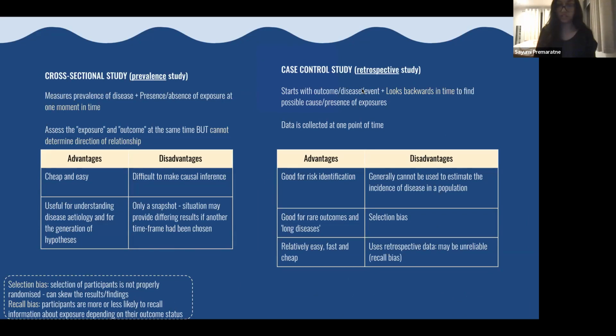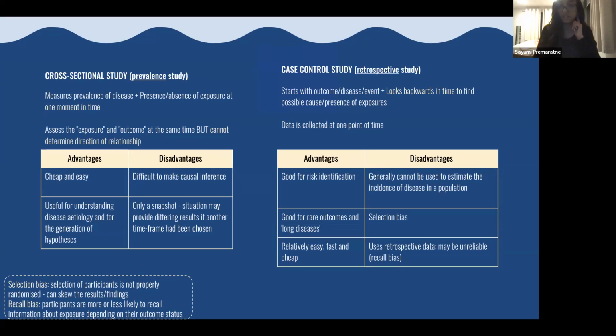Pretty much what a case control study is, we are going to start with the outcome, so lung cancer. And then we're going to look back in time to find the presence of an exposure, so smoking. So in 2022, I found someone who has lung cancer, and now I'm going to investigate whether or not they were exposed, whether they smoked in the past, which is being exposed.